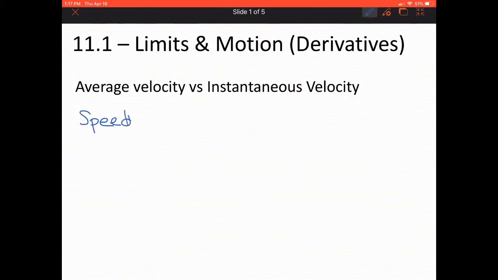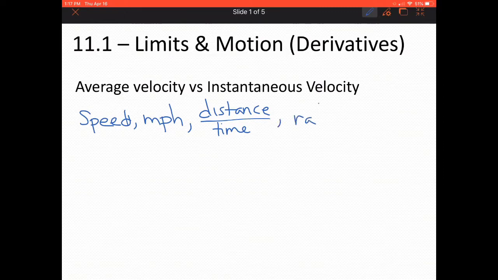Okay, our speed, when we're driving in our car, we're thinking miles per hour. And when we think miles per hour, right, we're talking about our distance related to our time. So how many miles we drove in how many hours. And we know that that is a rate. Okay. When we talk about this rate or this speed, then we think about driving on a trip.